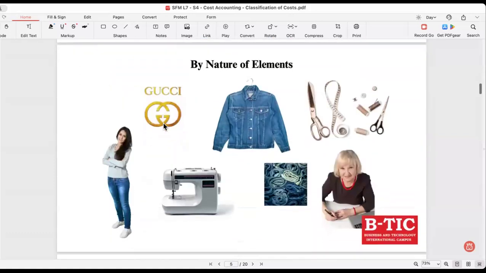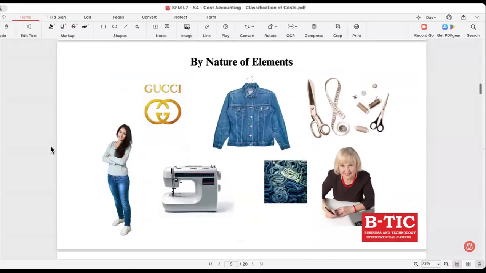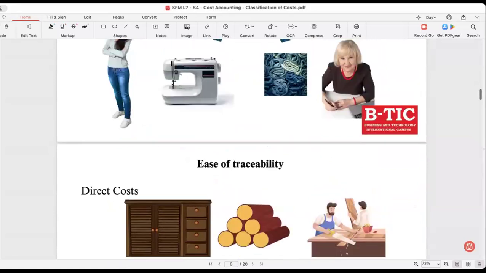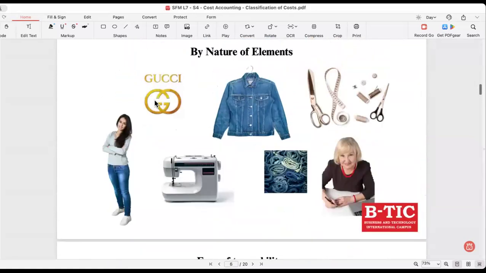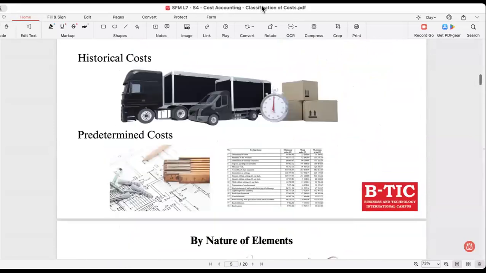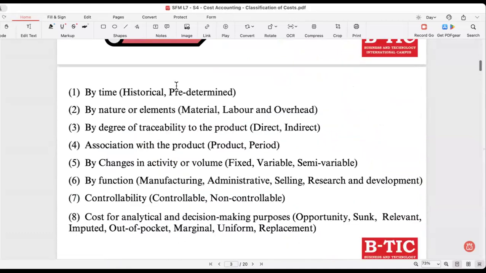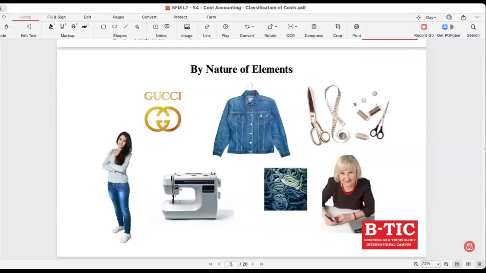Now we're moving on to the next category, by nature of elements. By nature of elements, this is divided into 3 categories. Again, material, labor, and overheads. So let's see what material is about.